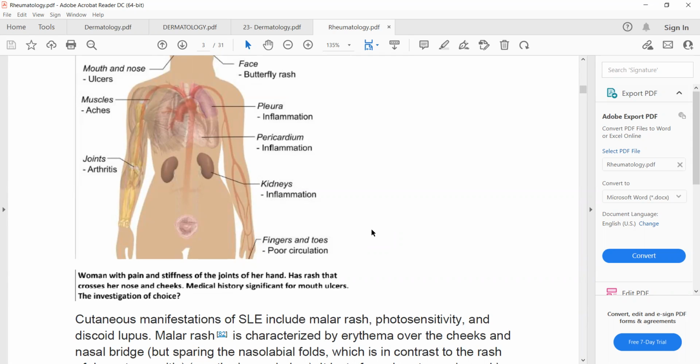So it's ANA, but the definitive is anti-dsDNA. If they ask about the initial investigation, then it will be ANA. Or if they ask about the most sensitive investigation, again it will be ANA. And the investigation of choice or most appropriate investigation will be anti-dsDNA in case of SLE.